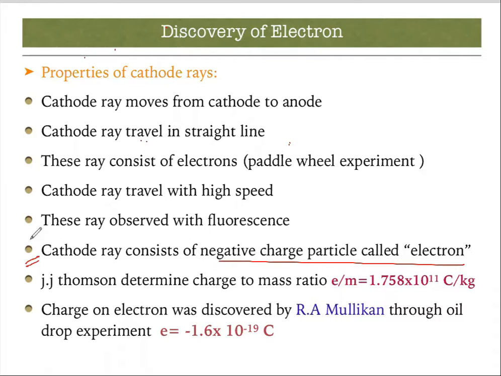Cathode rays consist of negatively charged particles called electrons. What is the meaning? As those rays carry particles, and these particles are coming out from the cathode, and the cathode is negatively charged, hence those particles are called electrons.